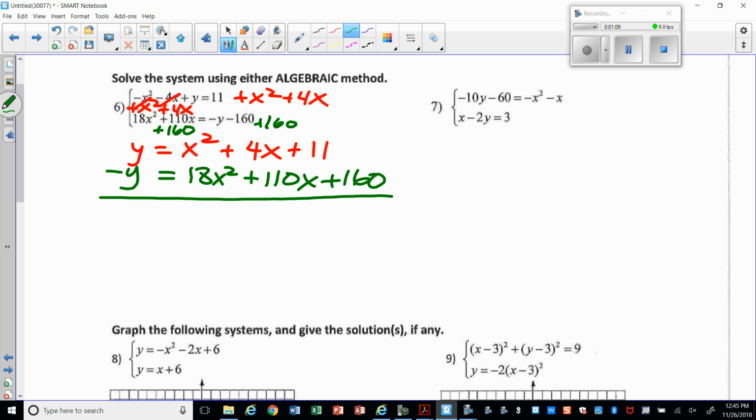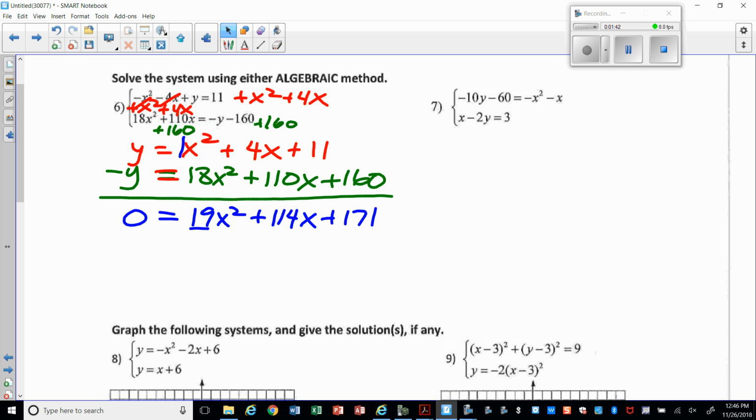And now these look really different, right? But they're equal. So I can add them to both sides. All right. And when I do that, I combine these like terms and I get 0 on the left-hand side. And over here, that's a 1, so I have 19x squared plus 114x plus 171. And that's a ridiculously high coefficient, so I want it to go away. I'm going to check and see if there's a greatest common factor.